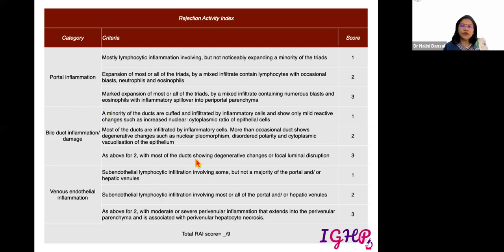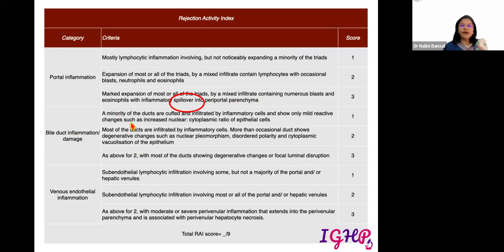Now for each of these things, we have increased grades of severity, and they are graded on a score of 1 to 3. So portal inflammation is mild in some of the tracts, moderate in most of the tracts, and then we have a spillover into the adjacent parenchyma. Once the infiltrate is confined to the portal area, it is 1 and 2. And when the infiltrate loses the Lakshman Rekha, it will spill over into the adjacent parenchyma. That is the gravest part of portal inflammation, graded and given a score of 3.